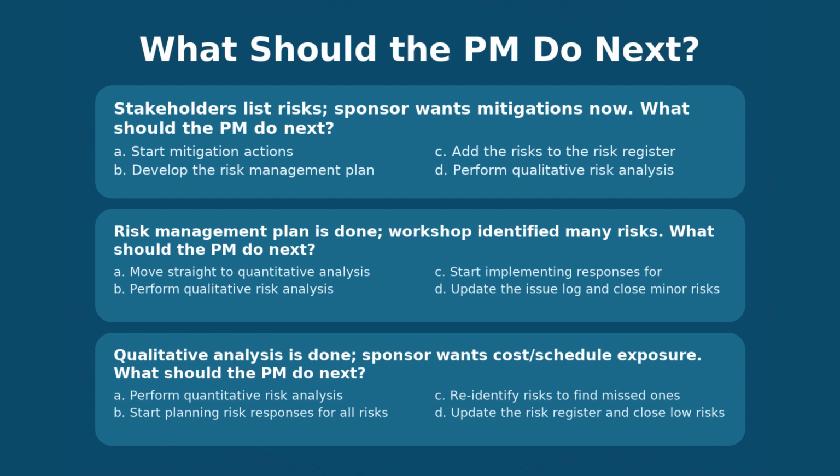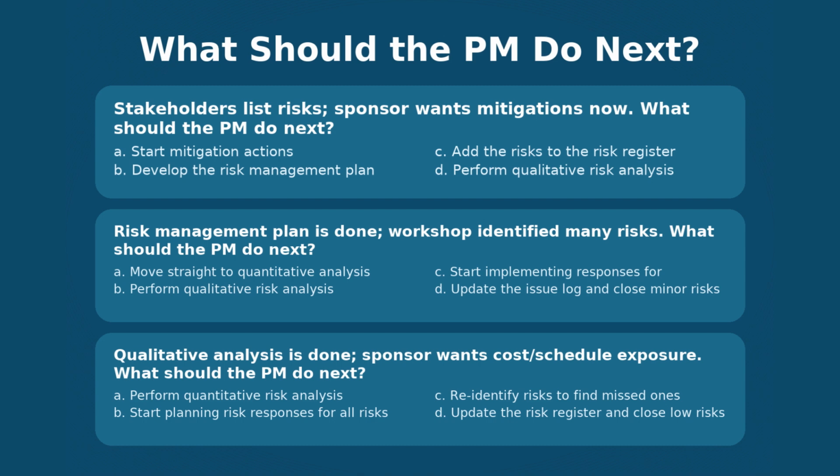Other options are just traps. Start creating mitigation actions: too early, you don't jump to mitigate before you even define how you will manage risk. Add the risk directly to the risk register: this is also too early. You can't have a proper risk register before you have defined the format and method. Perform qualitative risk analysis: you cannot analyze risk before you have planned the criteria. PMP rule: if risk work is happening without a plan, the next step is plan risk management.